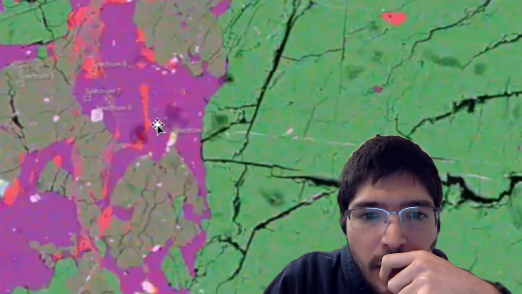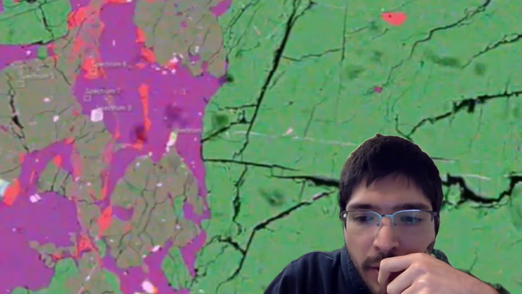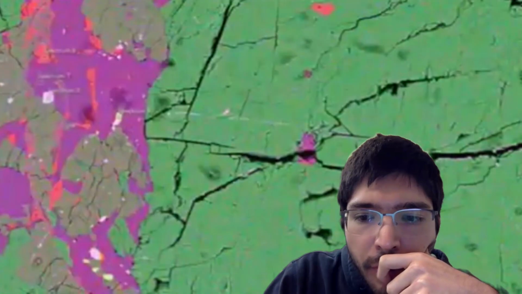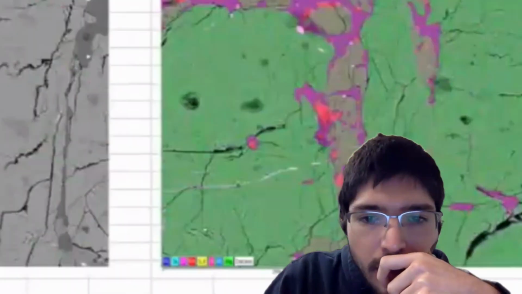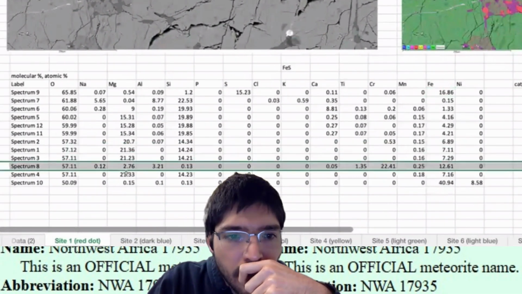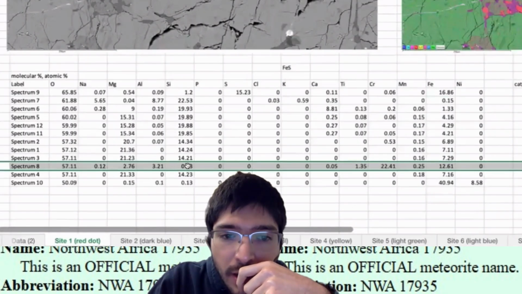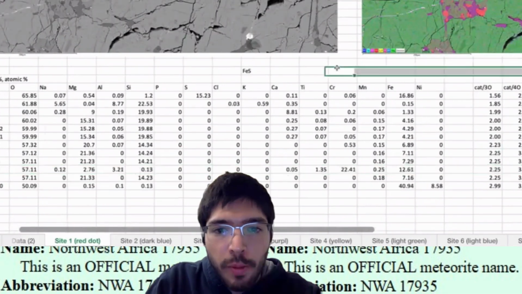We can see spectrum 8 is a chromite. So I would expect there to be a large amount of chromium in there. So we can just quickly take a look at that. So spectrum 8 is here. We can see we have a little bit of magnesium, aluminum, very little silicon, and we can see there's a little bit of titanium and a lot of chromium and iron. So this is typical of something like a chromite, where in a typical chromite you get something like this.